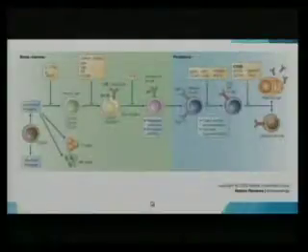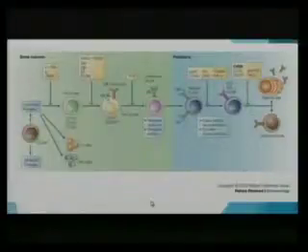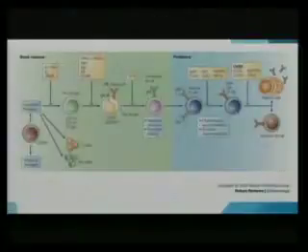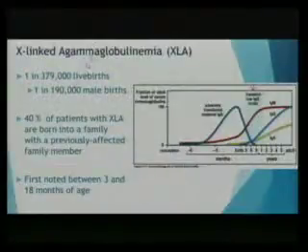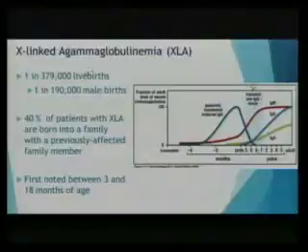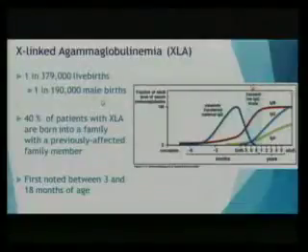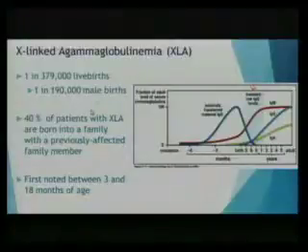So going back to this diagram about how the B cell forms, as I mentioned earlier, there are different types of genes that are needed to progress to the next step. And so with XLA, it's X-linked, and it affects 1 in 190,000 male births. And 40% of these are born into a family with a previously affected family member, and it is typically first noted between 3 and 18 months of age.